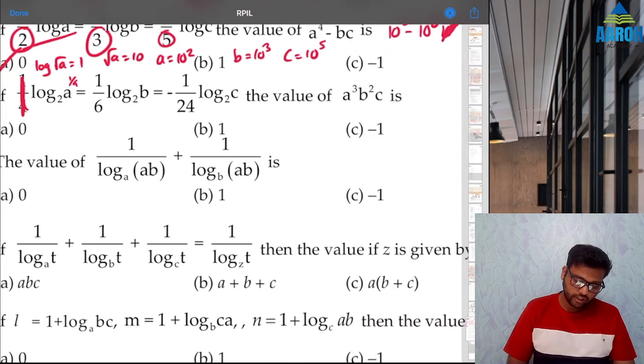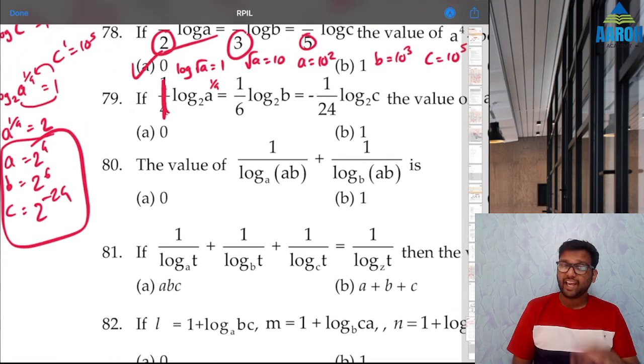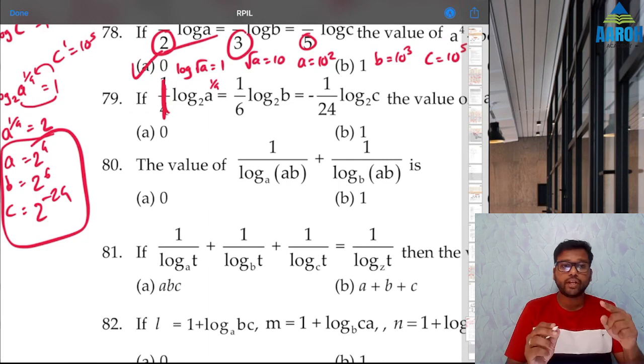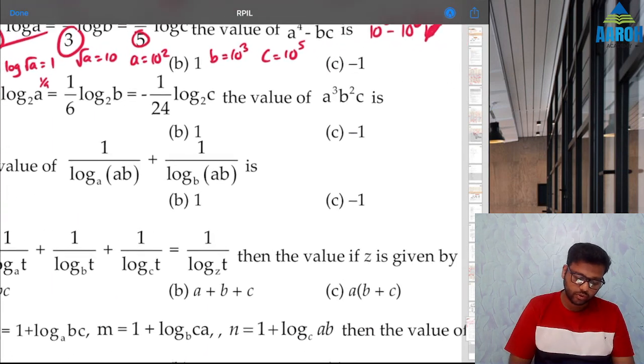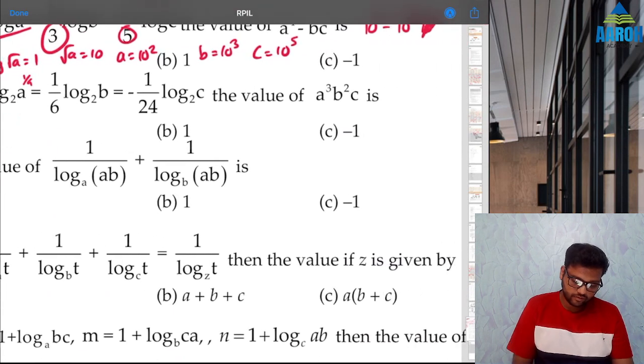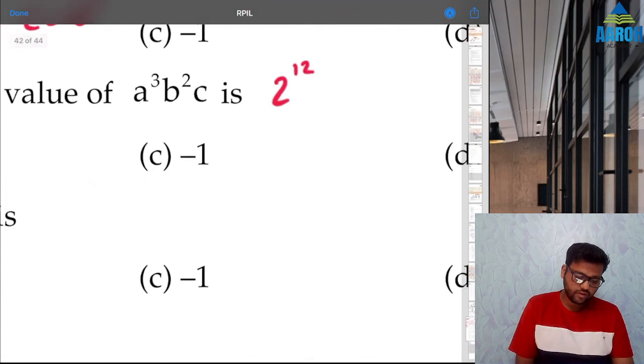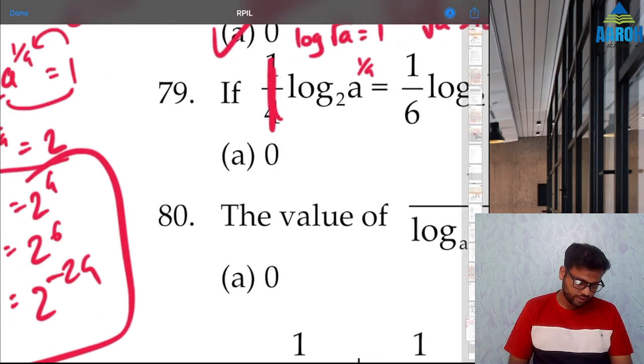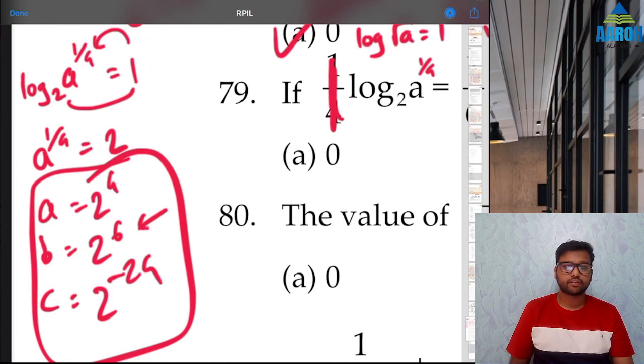Let's put them in the answer. A cube. A is 2 raised to 4. So 2 raised to 4 bracket cube. That will be 2 raised to 12. Into b square. B is what? Let's check. B is 2 raised to 6. So 2 raised to 6 bracket square is 2 raised to 12.